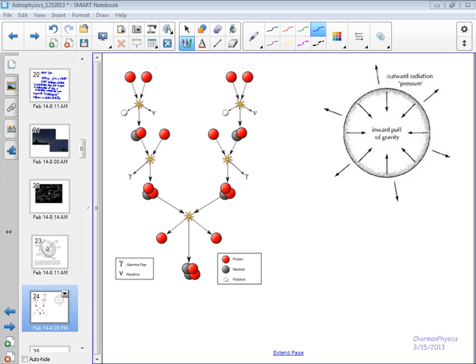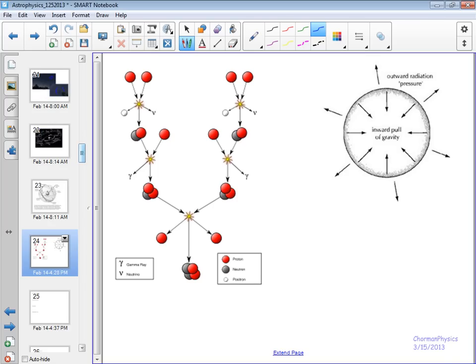Okay, so continuing on here, stars, where do they get their source of energy? The big thing here that we want to talk about is fusion, all right? And what we have is an image here showing the proton-proton cycle. It does require high temperature and high pressure for this to happen, all right?